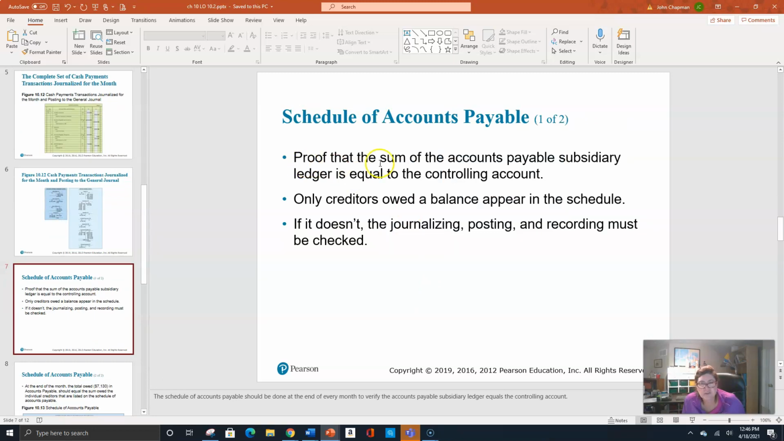Okay, so a schedule of accounts payable is proof that the sum of the accounts payable subsidiary ledger is equal to the controlling account. Only creditors owed a balance appear in the schedule. If it doesn't, the journalizing and posting recording must be checked.